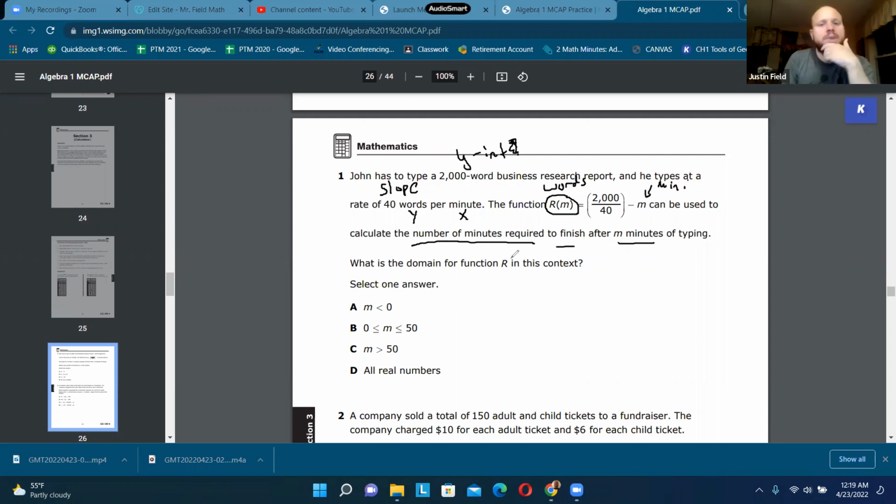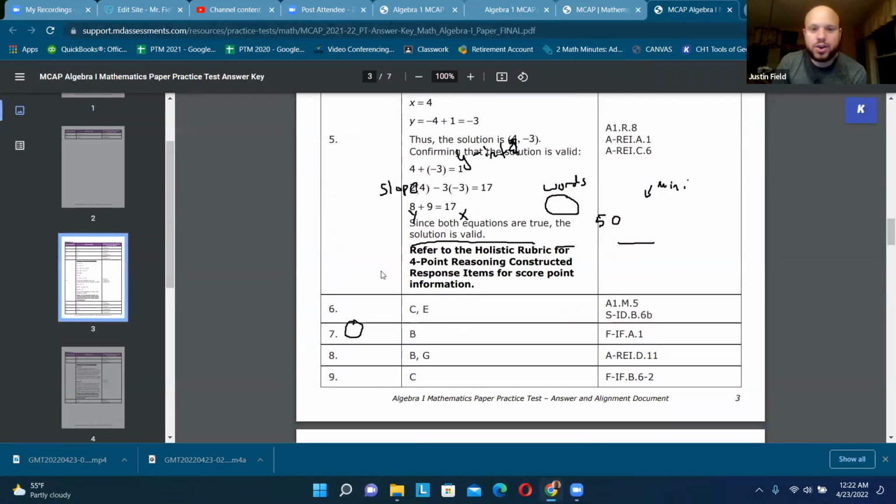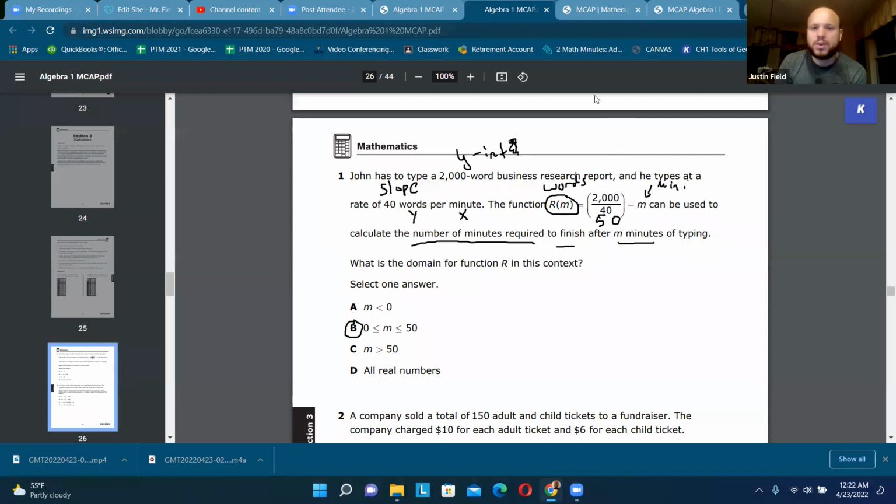So it looks like it takes him 50 minutes. Is that right? So what's 2,000 divided by 40? 2,000 divided by 40 is 50. So it's going to take him between 0 and 50 minutes to finish. Ooh, I was looking at the answer key for section 2, and I was like, how did I get that wrong? But we got it right. It's B. Okay. And that's what we put.